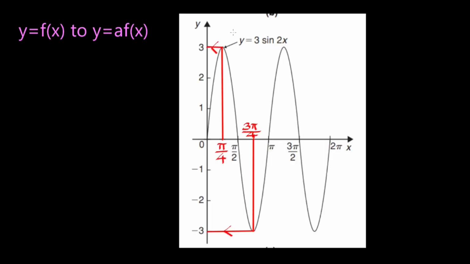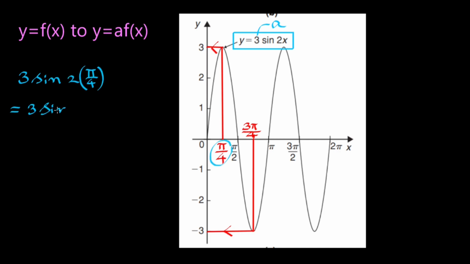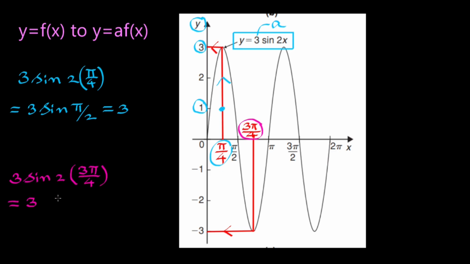In the sketch of y equals 3 sin 2x, scale factor a is 3, so 3 sin of 2 times pi by 4 becomes 3 sin pi by 2, which is 3. So the top point has moved from 1 to 3 parallel to the y-axis. Similarly, 3 sin of 2 times 3 pi by 4 becomes 3 sin 3 pi by 2, which is 3 times minus 1, that is minus 3. Hence, the value minus 1 from here is shifted towards minus 3, again parallel to the y-axis.